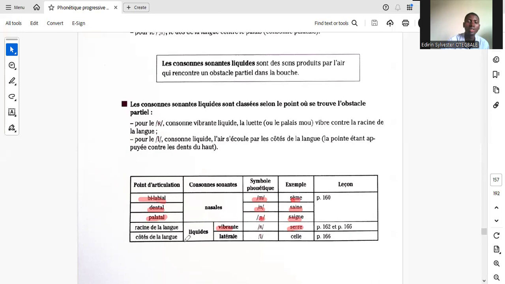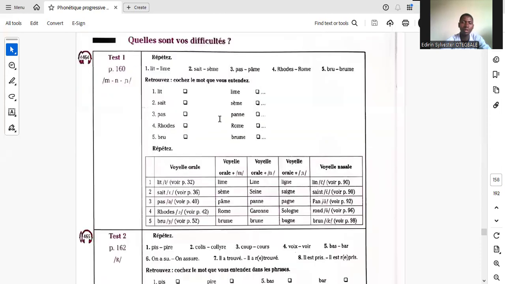That's how it works. Then you have what we call the latéral, côté de la langue. Air comes out from both sides of the tongue. We have, for example, sel. You can pronounce L. Air comes out from both sides of the tongue. So these are the five sounds, the five phonèmes. Ce sont les cinq phonèmes. On a déjà vu des exemples sur cela. We have seen the examples as well.